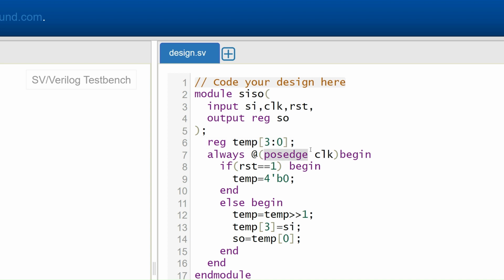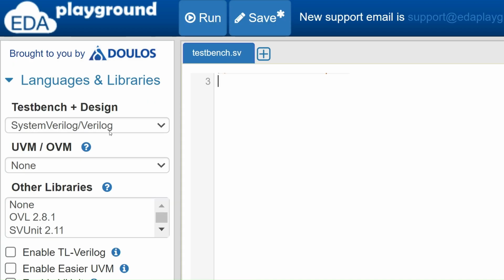Here I will consider a positive clock, because only when the positive signal is received will the input signal respond, and the outputs will be taken. So now we will write the test bench.